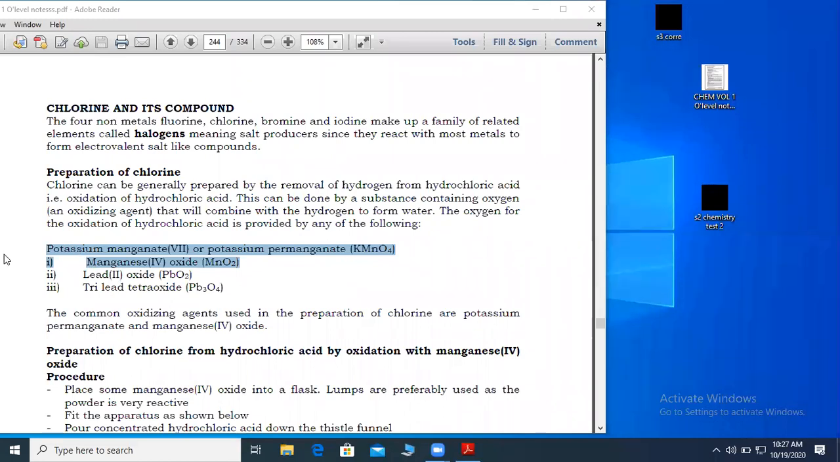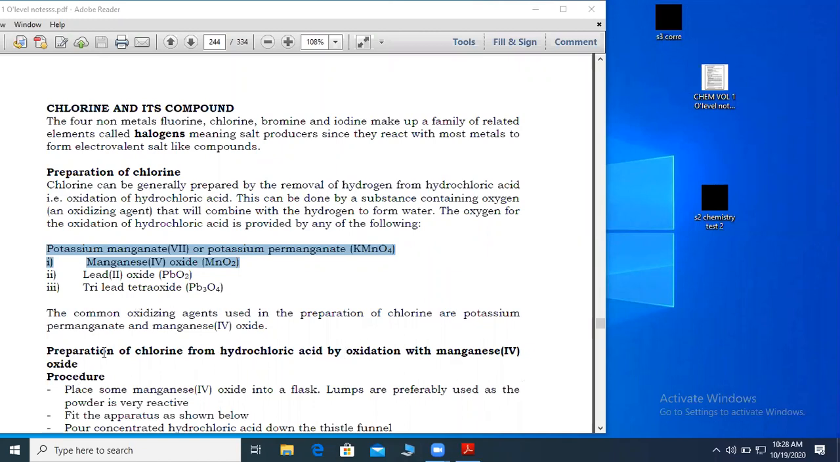So if I ask you the two substances which are reacted with hydrochloric acid to produce chlorine, one of them is potassium permanganate or potassium manganate 7, and the other one is manganese 4 oxide. These react with hydrochloric acid such that they remove hydrogen from hydrochloric acid, which is oxidation, and you form chlorine. So preparation of chlorine from hydrochloric acid is done by oxidation with manganese 4 oxide.